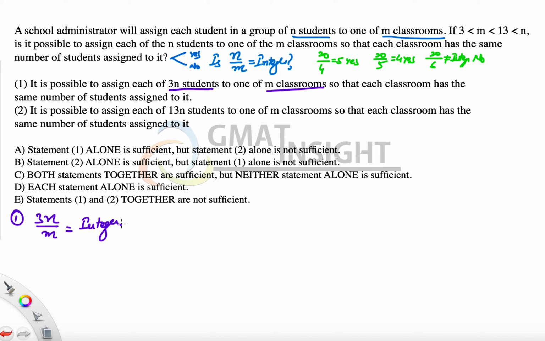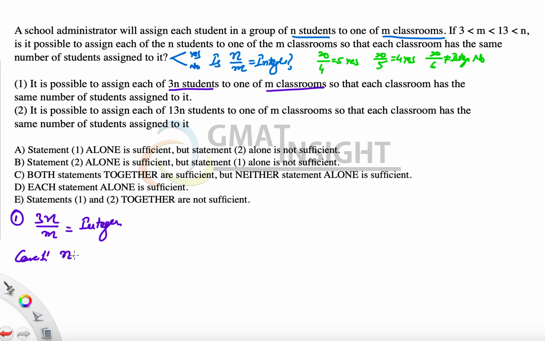Now we have to find, if 3n upon m is an integer, can we ensure whether n upon m is an integer or not? So here comes a really interesting part, and that's the trickiest part of this question, and let me tell you, it's an official question. So let's take a few cases. In all these questions, our objective should be very clear, and the objective should be to prove that the statement is not sufficient. Which means I would like to bring in 2 scenarios, one in which n is divisible by m and scenario 2 in which n is not divisible by m, whereas in both scenarios 3n should be divisible by m.